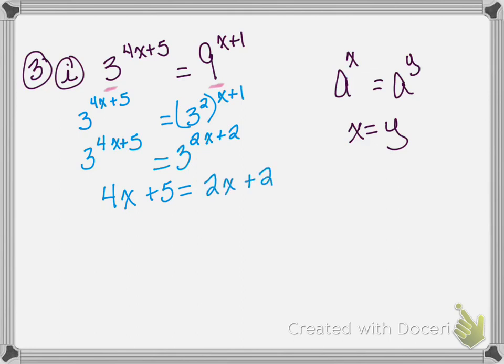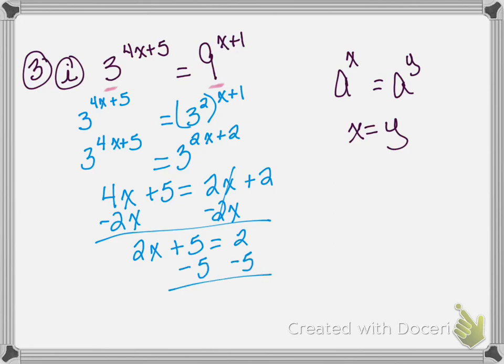Okay? And so I am going to solve. I'm going to move my x's together. So I'm going to subtract 2x from both sides. And when I do that, I end up with 2x plus 5 equals 2. I subtract 5 from both sides. And when I subtract 5 from both sides, I end up with 2x equals negative 3. Okay. I divide by 2.